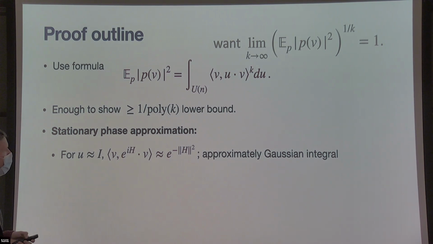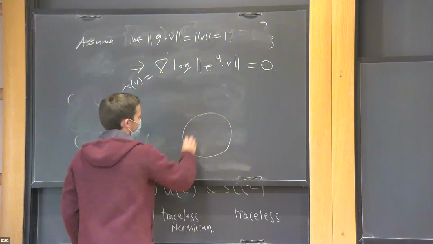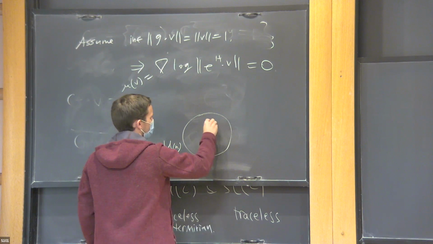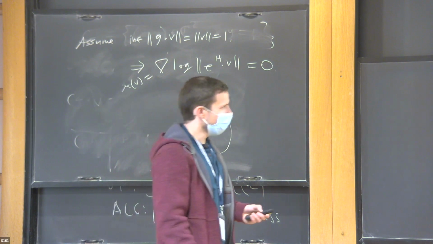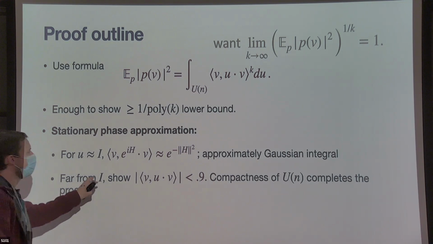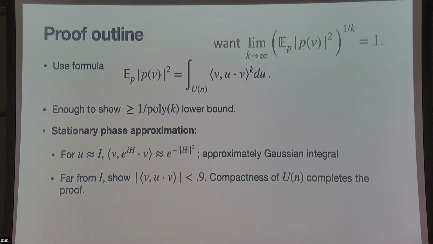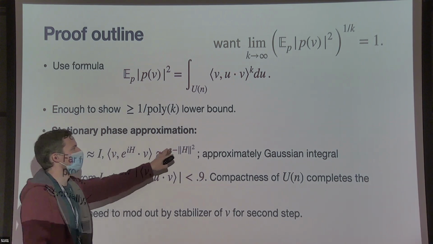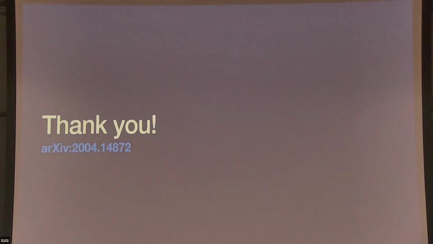So what that shows is that this average sort of looks like, you have the unitary and you have the identity here. This function is kind of doing something like that. And you show that far enough from the identity, this quantity is just small. And then you use the compactness of this group to finish the proof, that the small part just can't contribute very much. And this part you can compute directly, and it turns out to be large enough. Okay, that's it. All right, thanks a lot.